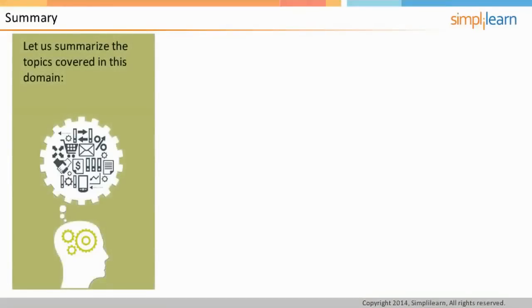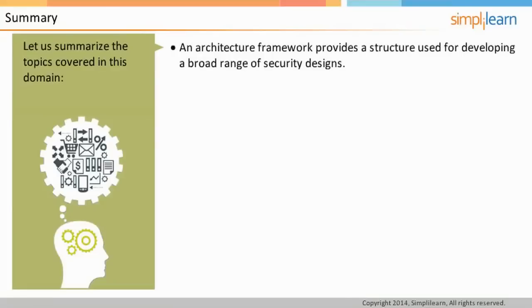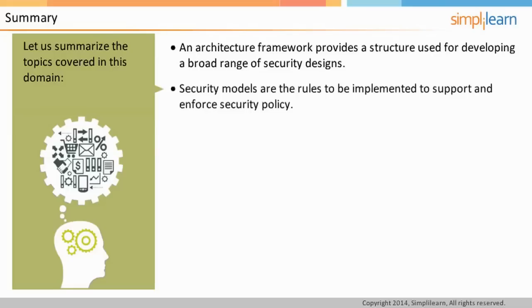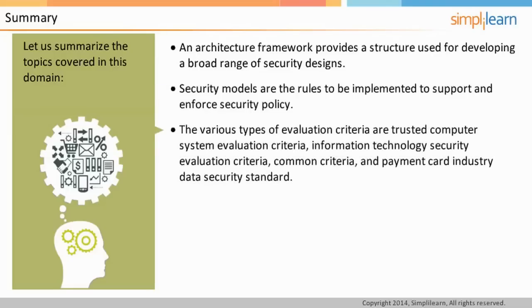Let us summarize the topics covered in this domain. An architecture framework provides a structure used for developing a broad range of security designs. Security models are the rules to be implemented to support and enforce security policy. The various types of evaluation criteria are Trusted Computer System Evaluation Criteria, Information Technology Security Evaluation Criteria, Common Criteria, and Payment Card Industry Data Security Standard.